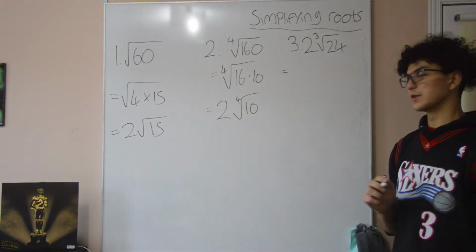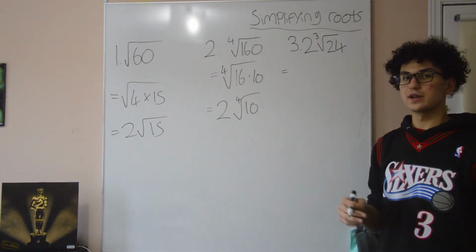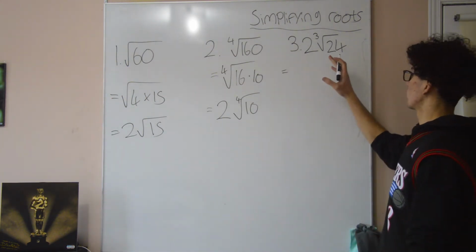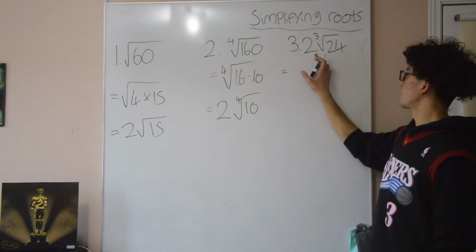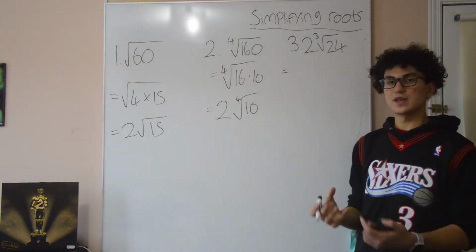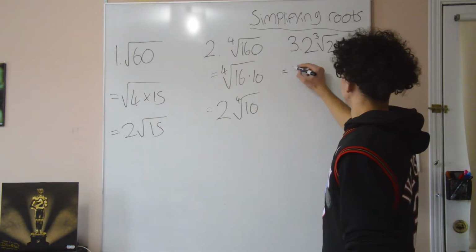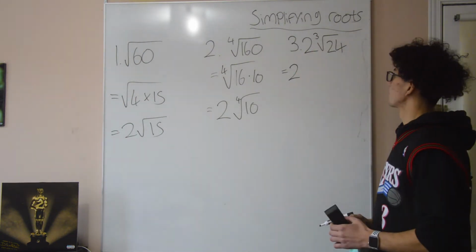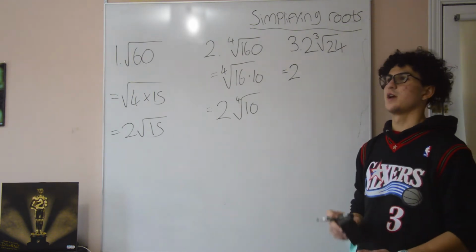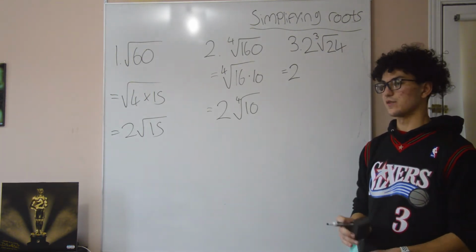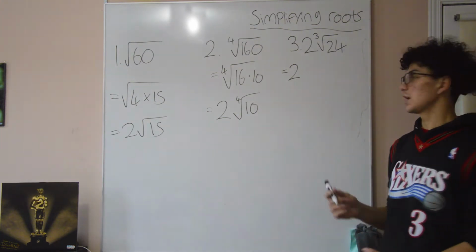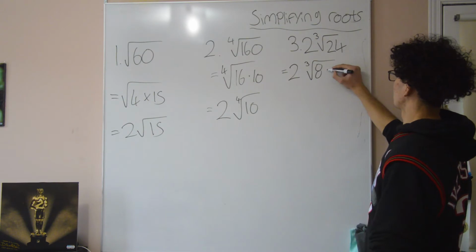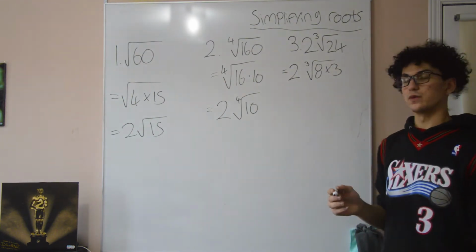Now this one's a little bit different because we have something on the outside already there. But it doesn't really have to change our process at all. All we're really going to do is multiply this now by whatever we take out. And I'll show you that. So let's take a look. It's the third root of 24. And we know our perfect cubes, 8, 27. So it can't be 27, it has to be 8. So it's 2 times the third root of 8 times 3 gives us 24, right?